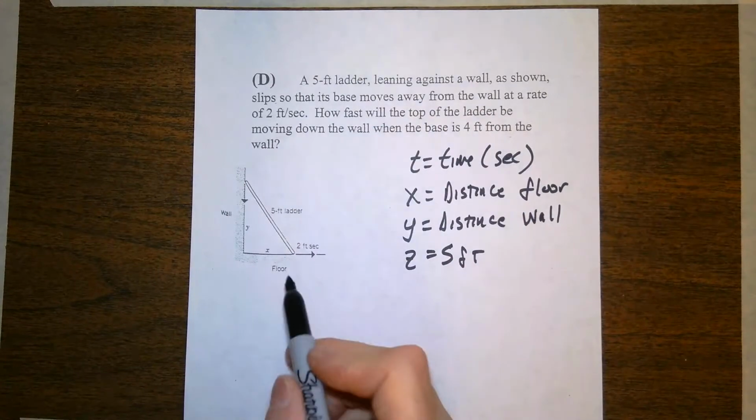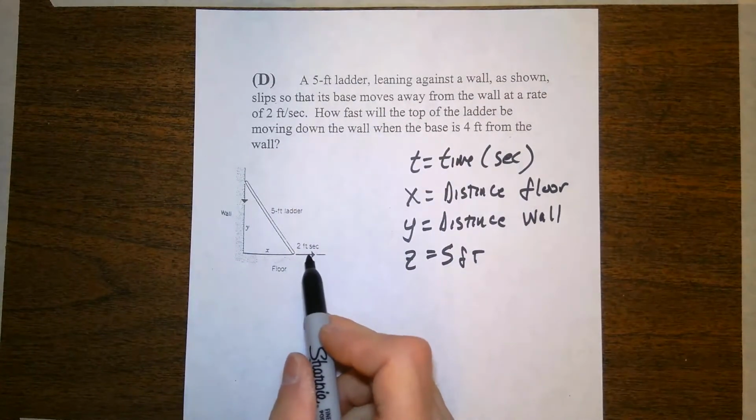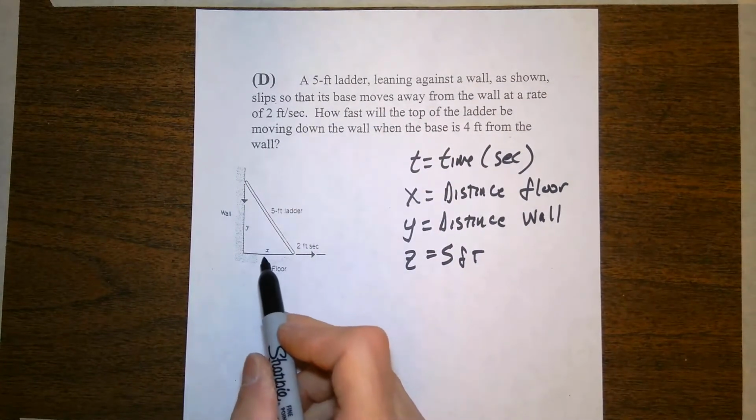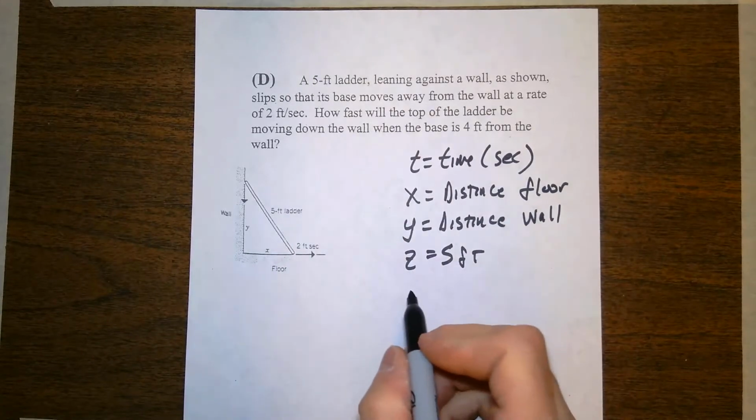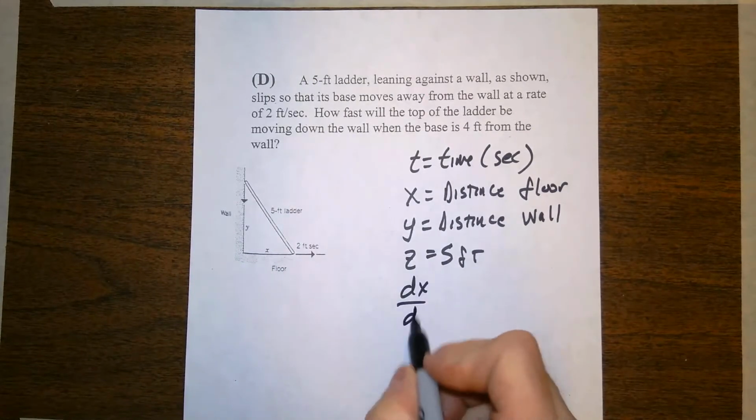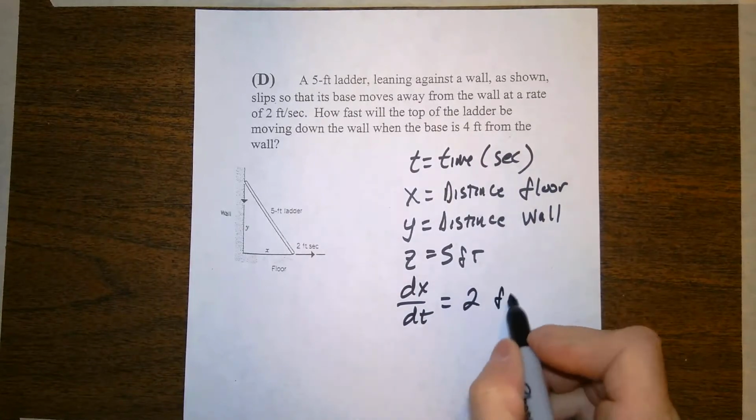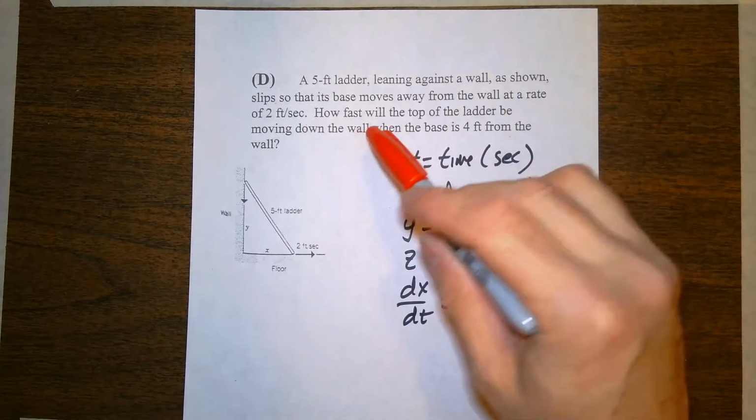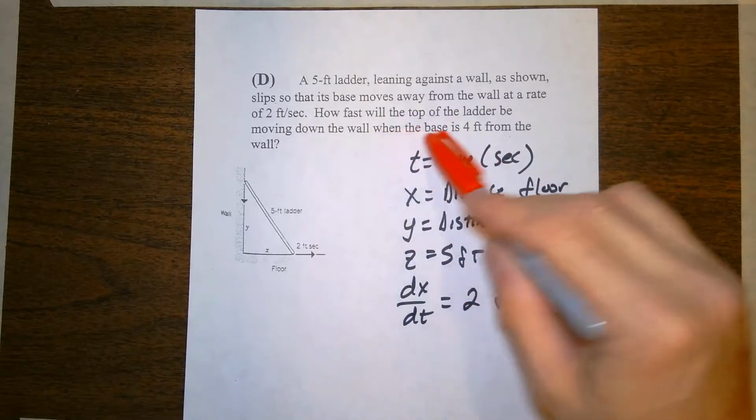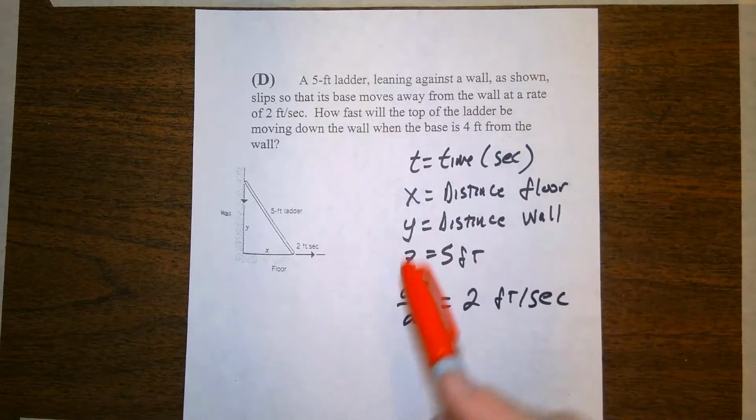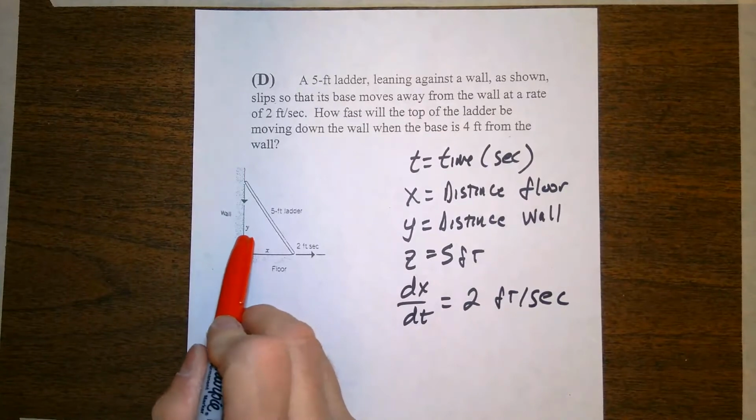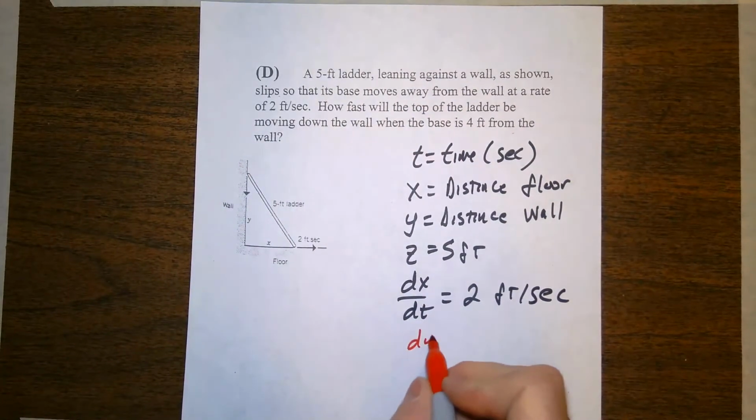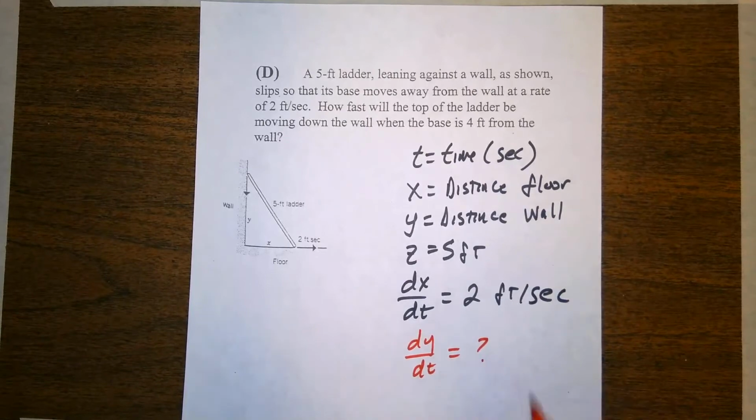Now this 2 feet per second, here it is, 2 feet per second. What is that? It's the rate of change of the distance from the wall. In other words, dx dt. And that is 2 feet per second. And what are we trying to find? I'm trying to find how fast, so a rate of change, how fast, distance over time, the top of the ladder will be moving down the wall. Here's the distance on the wall. So I'm trying to find dy dt. What is that rate of change?